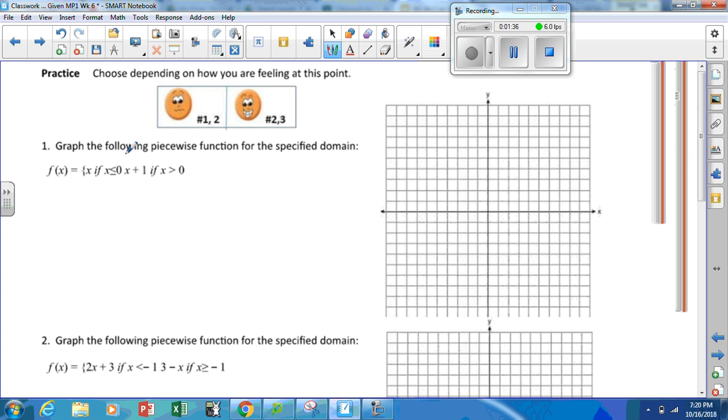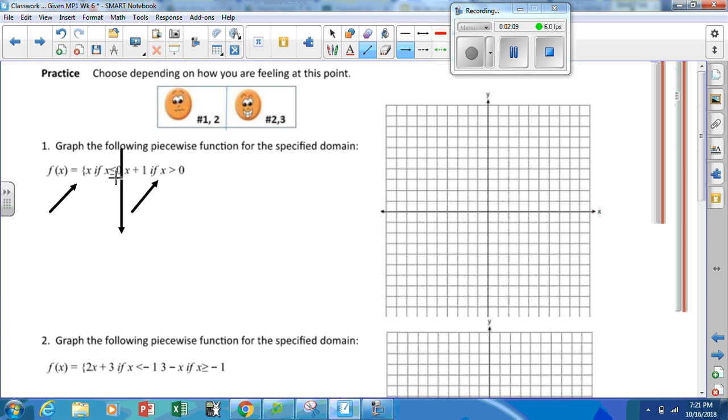So let's break this into 2 parts. Okay, first thing I want to do is I want to acknowledge that x is a positive number. So my slope is going to be positive. X plus 1 is also positive. So I'm going to have 2 positive slopes.